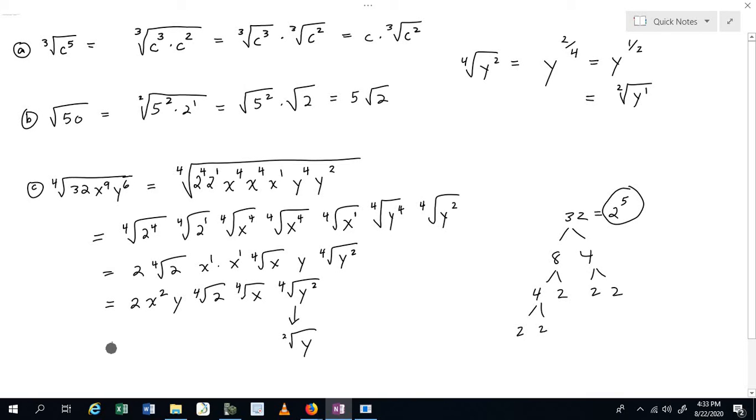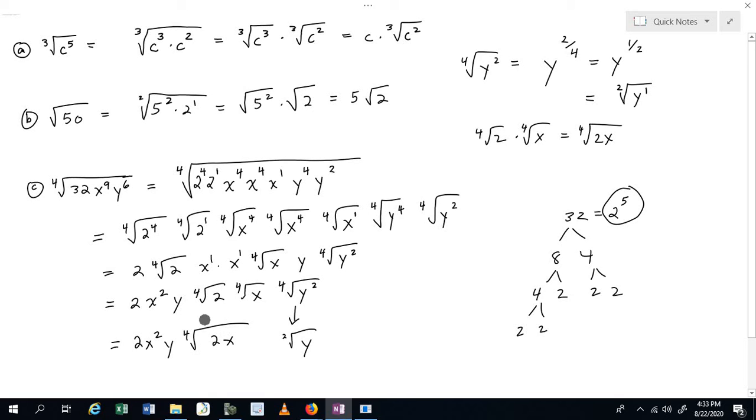Okay, and then the rest of this, you have 2x squared times y, and then I can put these under the same radical. I mean the 4th root of 2 times the 4th root of x. You can write that as the 4th root of 2 times x. Okay, those are equal. Okay, and so now this is simplified.